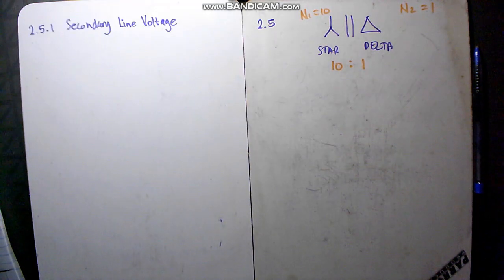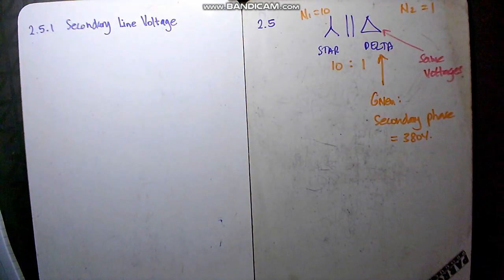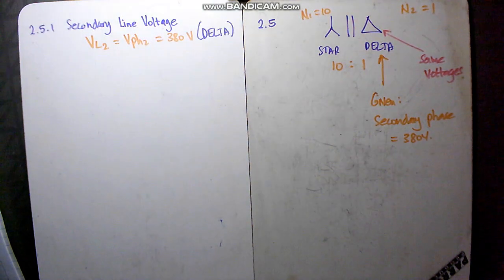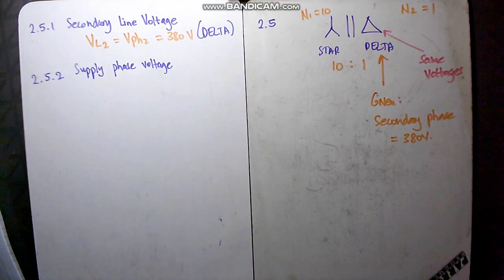The first question is calculate the secondary line voltage. With delta we have the same voltage. In the question we are given that the secondary phase voltage is 380, so we have the same voltages. The secondary line voltage is equal to the secondary phase voltage is equal to 380 volts. Don't forget to put the reason, delta. Second question is the supply phase voltage. What does the word supply mean?